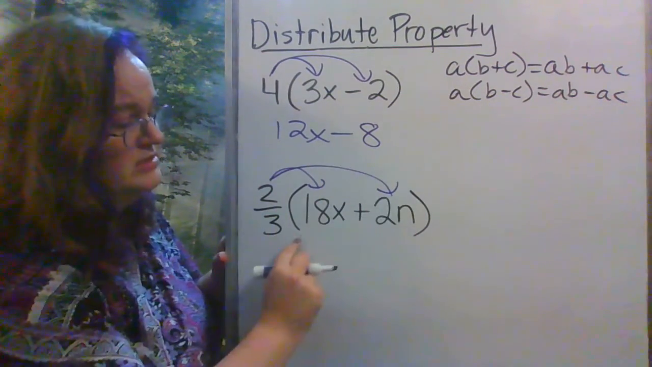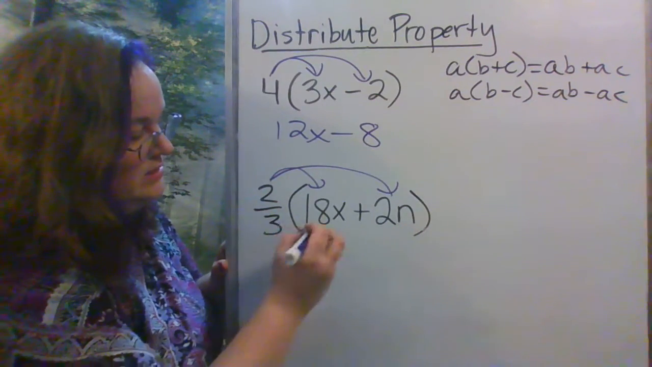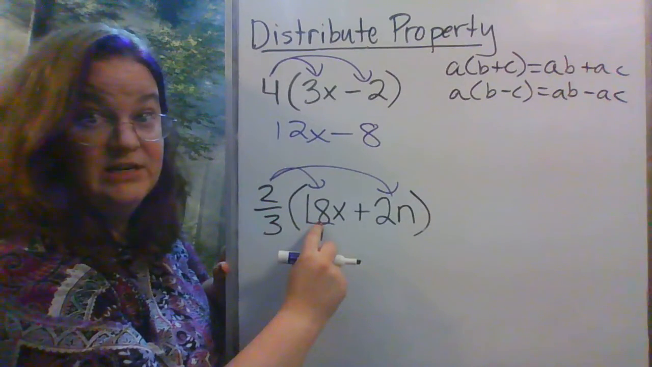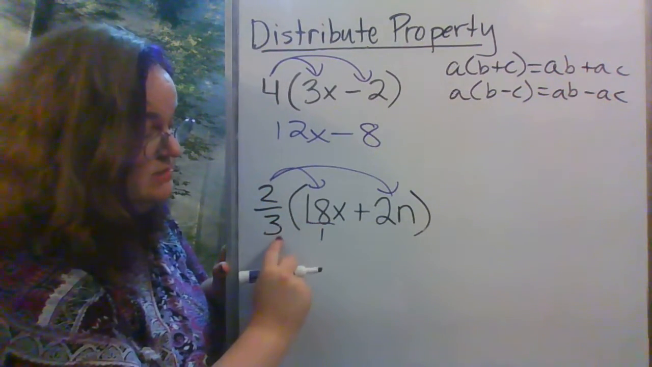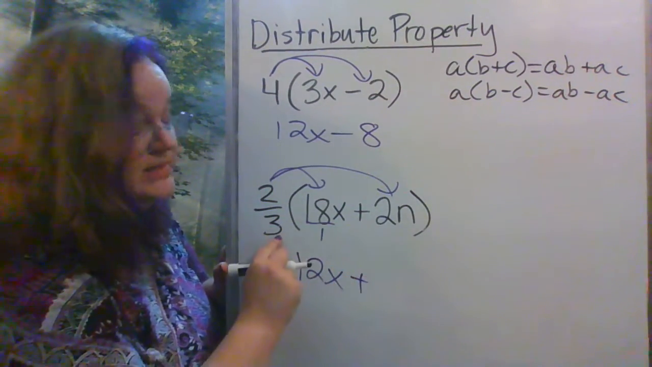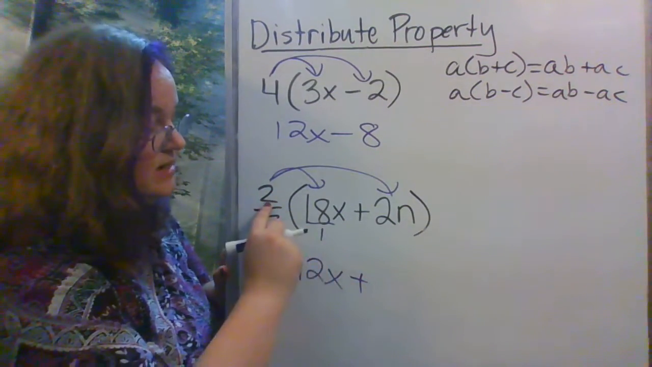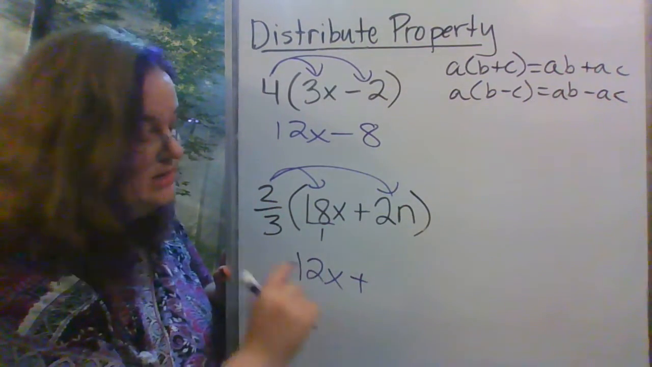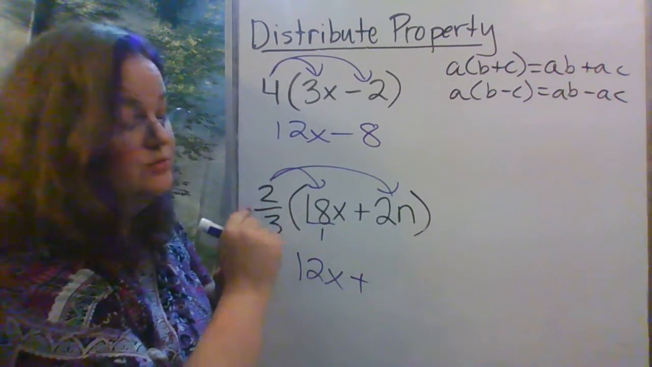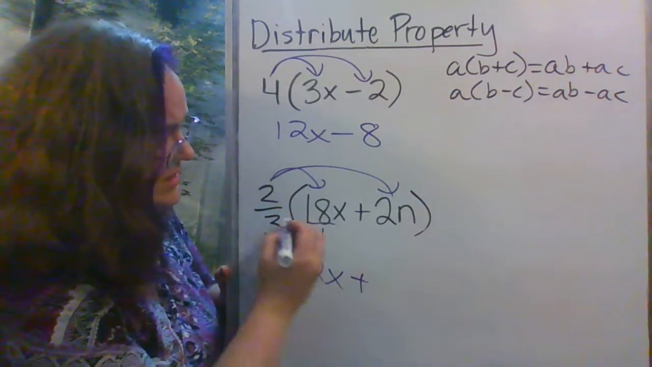I've got 2/3 times 18x and 2/3 times 2n. So when I look at this, remember this is like over 1. So I can either do 2 times 18 is 36x divided by 3 is 12x. Or I can say to myself, 3 goes into 18 6 times, and 6 times 2 is 12. Either way, I can either divide the numerator by the denominator and then multiply, or I can multiply and then divide by the denominator. It doesn't matter. It works the same both ways.